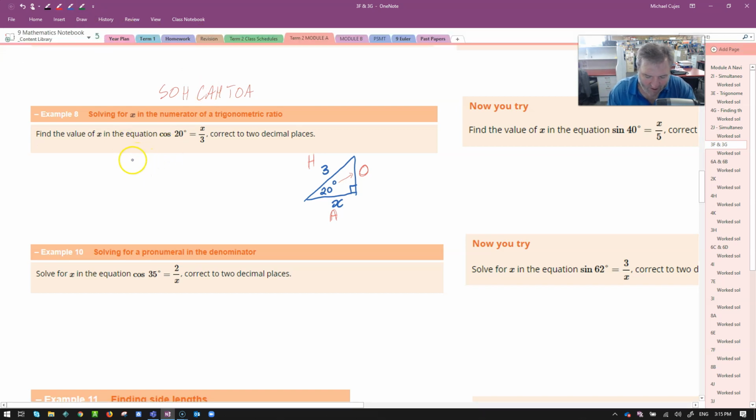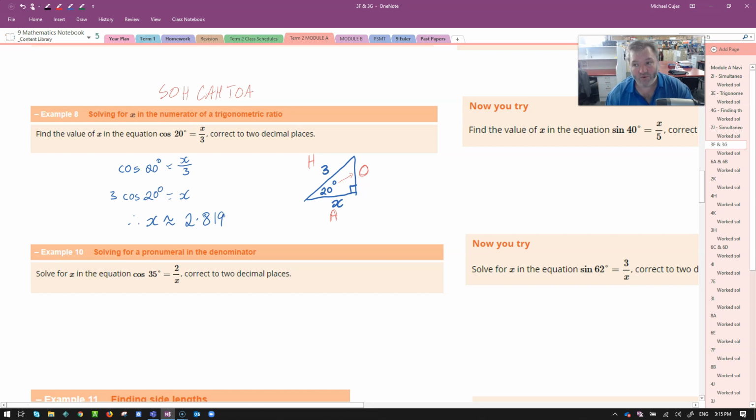If cosine of 20 equals x divided by 3, well, to get x on its own, the opposite of dividing by 3 is to multiply by 3. So I'm going to have 3 times cosine of 20 degrees equals x. So x is approximately equal to, and you just type 3 cos 20 on your calculator. 3 cos 20 equals, and I'm getting approximately 2.819.